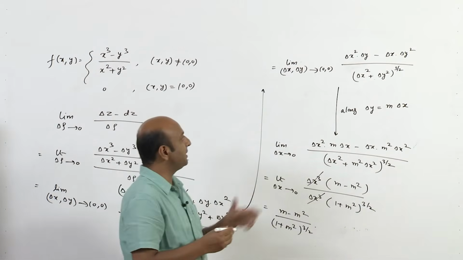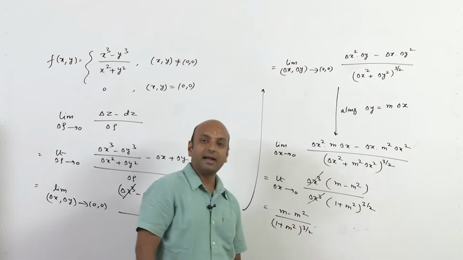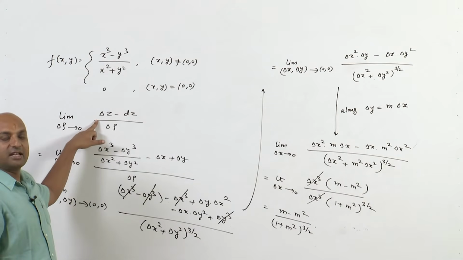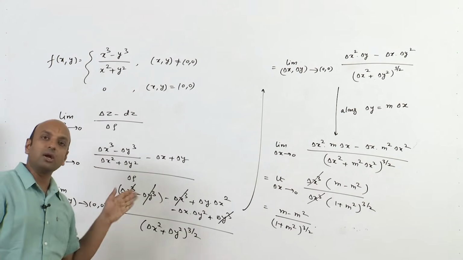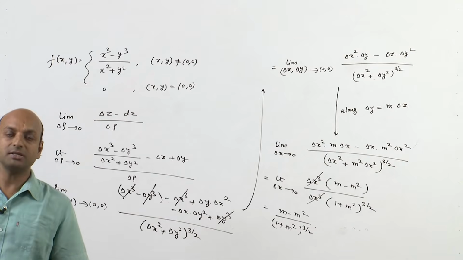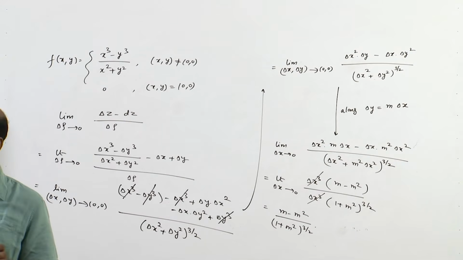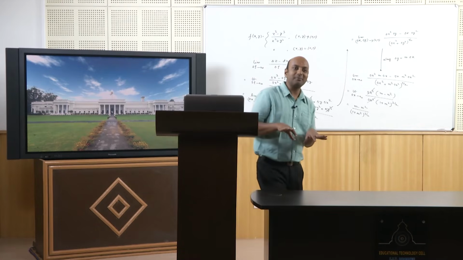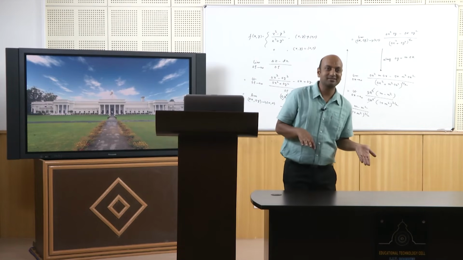So, this limit depends on m and hence this limit does not exist, and this limit does not exist means the function is not differentiable at (0, 0). So, that is how we can show that the function is not differentiable. Okay. If it is not differentiable, that means we have to show that this limit does not exist.